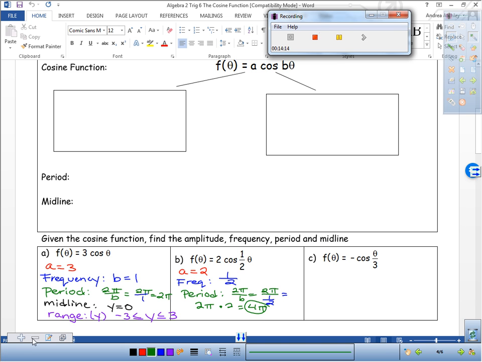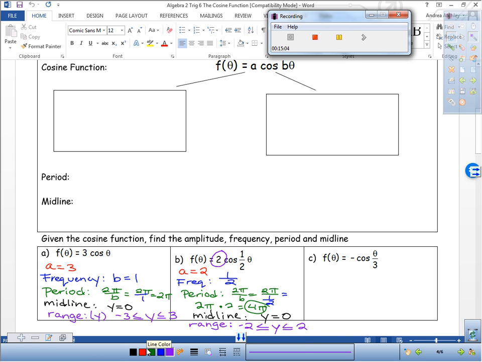Any questions over that? Okay, we'll get there. So the midline, class, what is it? Y equals 0. It has to be y equals 0. It cannot just be 0 because that's just a point. We want a line. Then we want the range. It's 2, right? It's going to go up to 2 and down to negative 2, so negative 2 is less than or equal to y is less than or equal to positive 2.